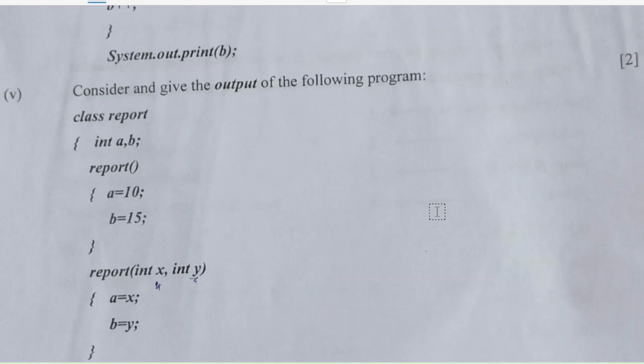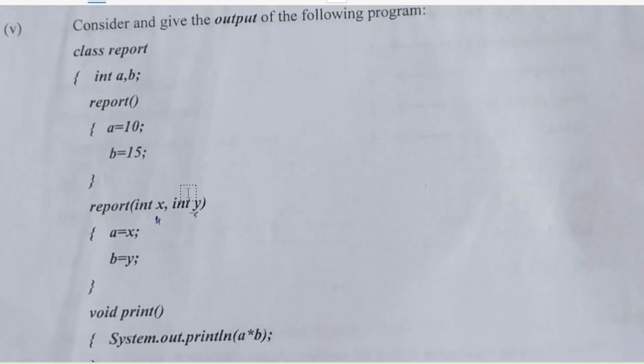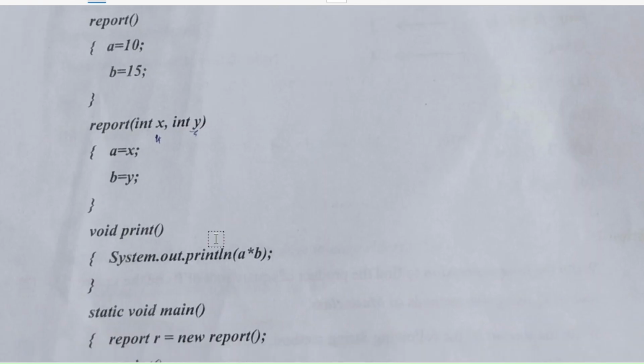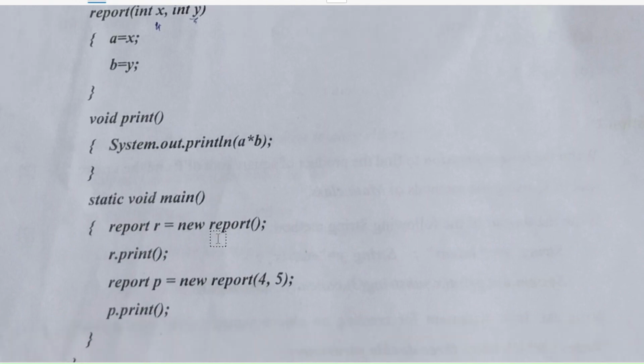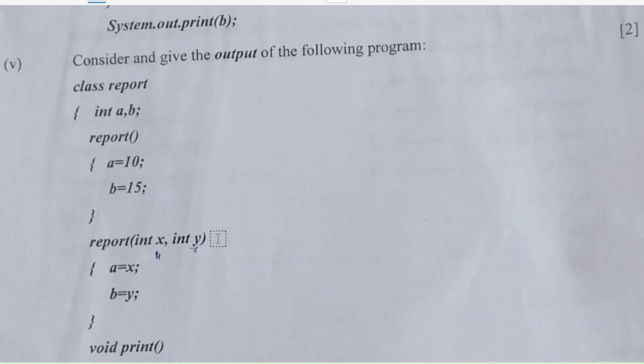Now come to the next question. Next question is, consider and give the output of the following program. Given class report, here the method name is also report, another method is report with a parameter given. The class name and method name are the same, so these are constructors. This is the default constructor without parameter, this is the parameterized constructor, and this is void print, a print method, then the main method. You have to write the output. What will be the output? Come to the solution part.